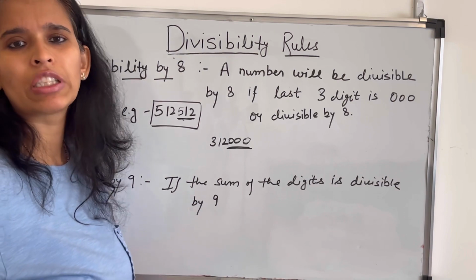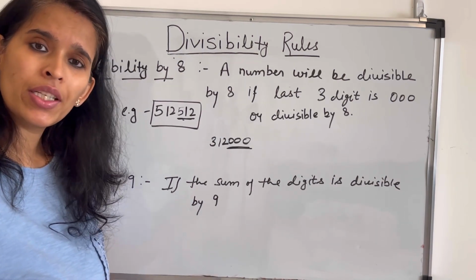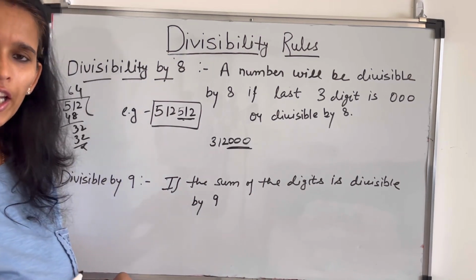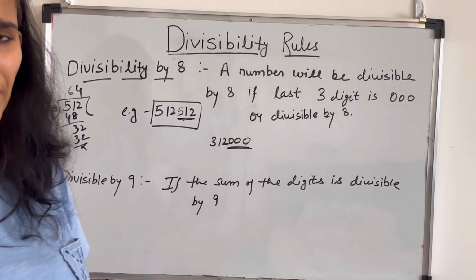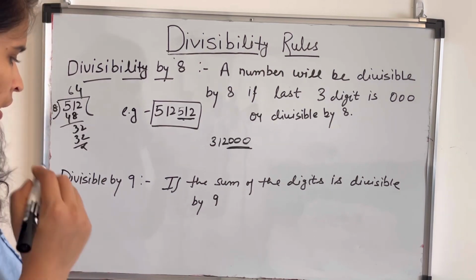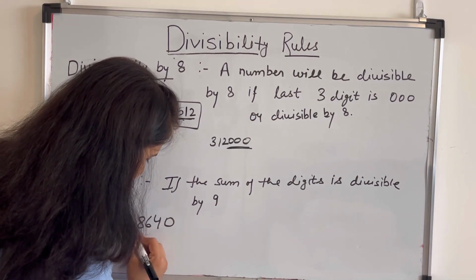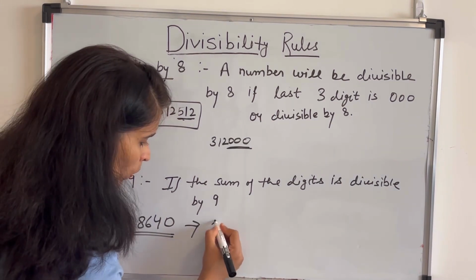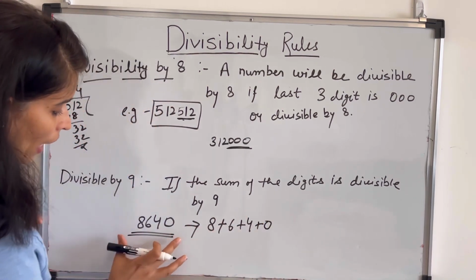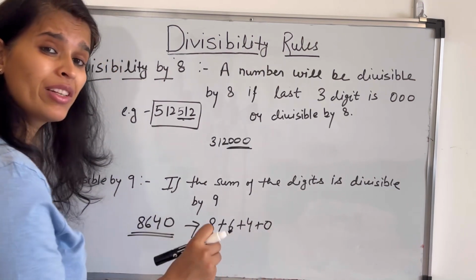Now divisibility rule of 9. This is the same as the divisibility rule of 3. We need to add all the digits and check whether that sum is divisible by 9 or not. If the sum is divisible by 9, then the complete number will be divisible by 9. Let us take one example: 8640. What do we need to do here? We need to add all the digits, and this sum should be divisible by 9.